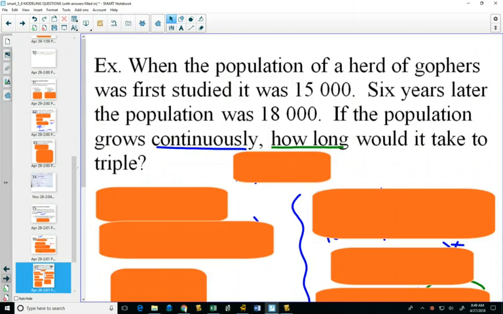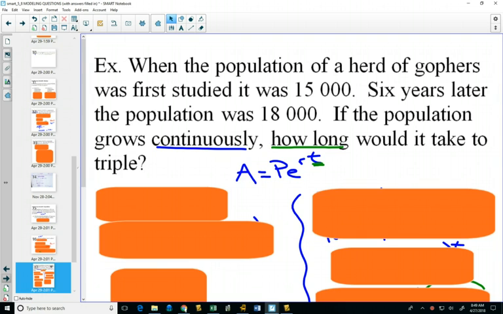So here we got population of a herd of gophers first studied was 15,000. 6 years later, it was 18,000. If the population continues to grow continuously, so that's telling us it's using this formula, again, that would be given to you. You wouldn't have to just know that. How long would it take to triple?